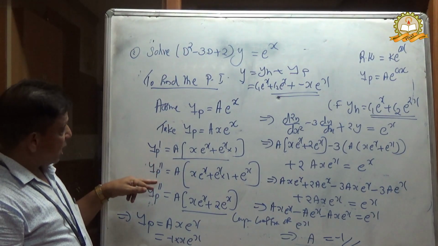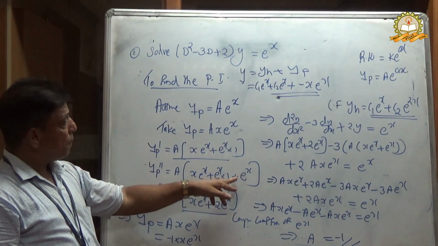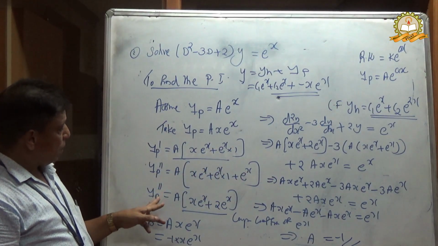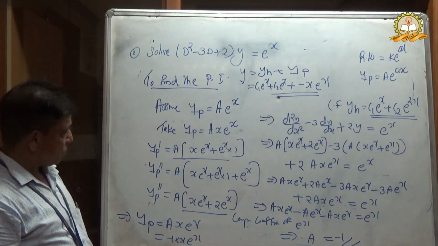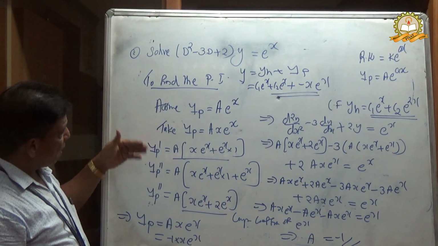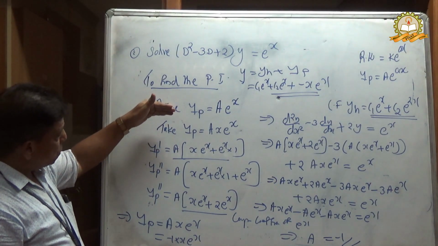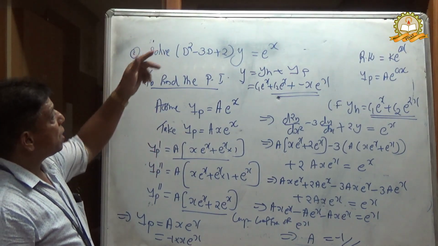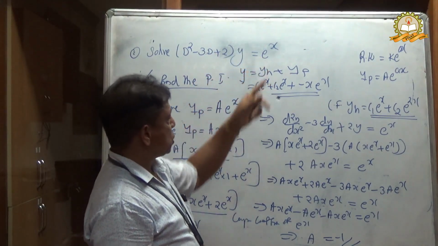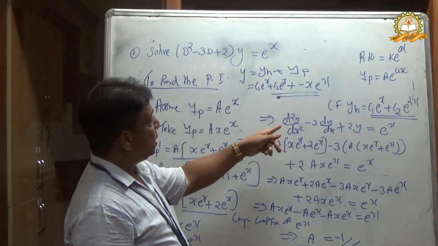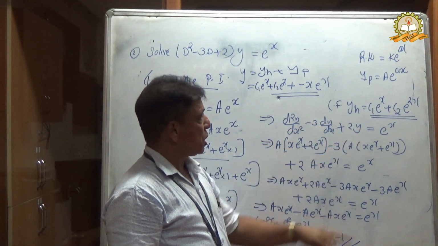Then take the second derivative: a into x into e raised to x plus e raised to x into 1 plus e raised to x. Therefore, yp double dash equals a into x into e raised to x plus 2 into e raised to x. Therefore, we arrived at yp double dash and yp dash. Therefore, substituting these three in our given problem. Our problem is d square minus 3d plus 2 of y equal to e raised to x. When we convert to differential form, it will be d square y by dx square minus 3 into dy by dx plus 2y is equal to e raised to x.